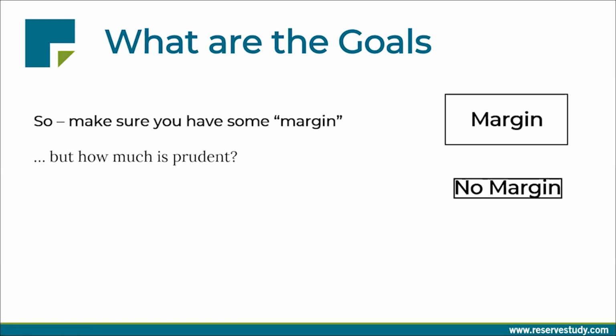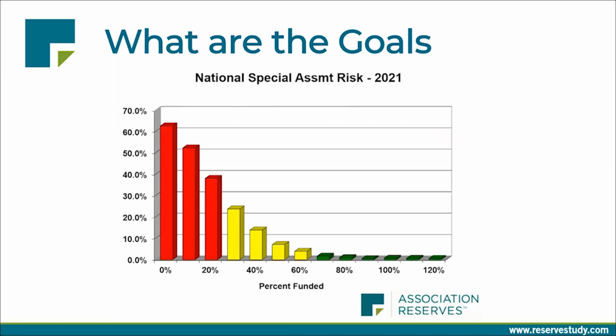So that means you need to have some kind of margin. And then you get to the question, well, how much margin is good? How much margin is not enough? How much margin is too much? Again, you don't want to be collecting arguably too much money from your homeowners. And since it's not a direct answer, let's look at the statistics.